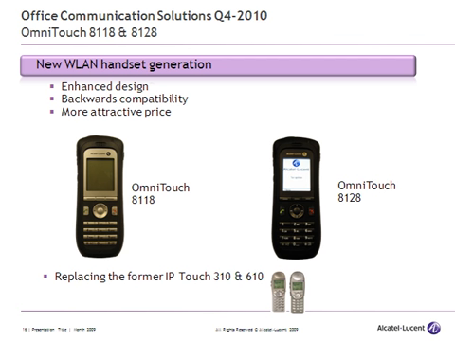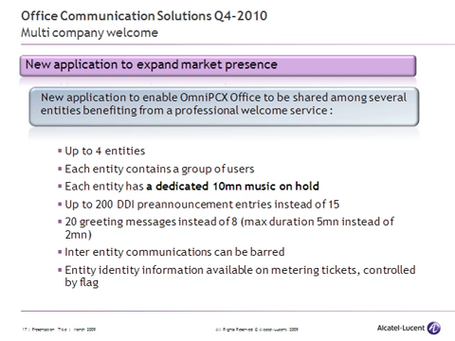The new OmniTouch 8118 and 8128 Wi-Fi handsets have been introduced to replace the old 310 and 610 handsets. As you can see, it's a new enhanced design. It is far more robust than the previous range of handsets. They're backwards compatible with older software releases for the OXO, so long as you perform the minor software updates required. And they're offered at a much more attractive price than the old range of IP handsets.